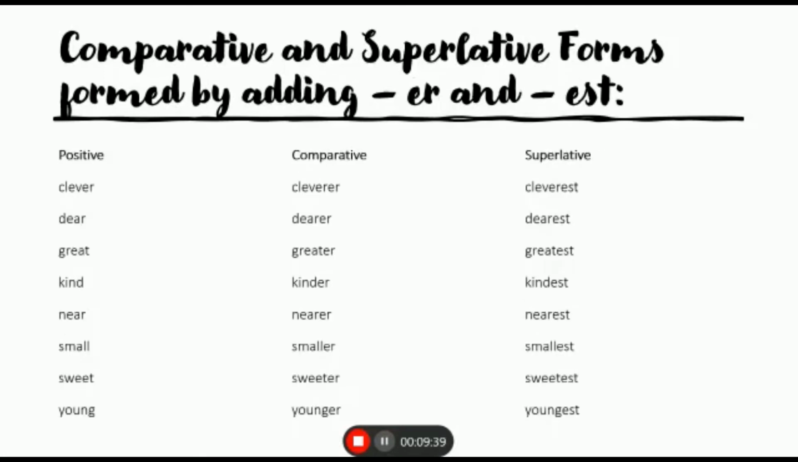The second says you have to add er and est. Clever becomes cleverer and cleverest. Similarly, dear becomes dearer and dearest, and so forth.